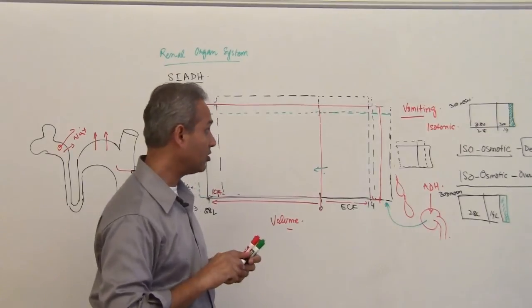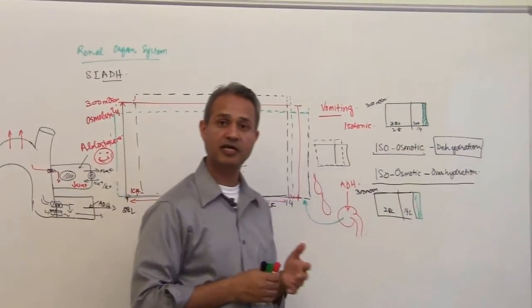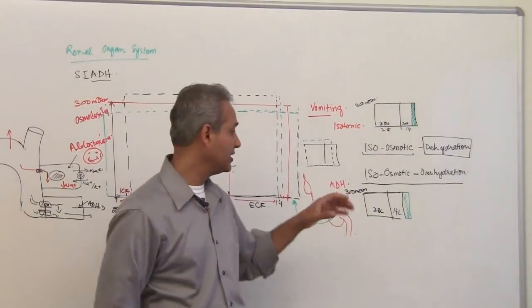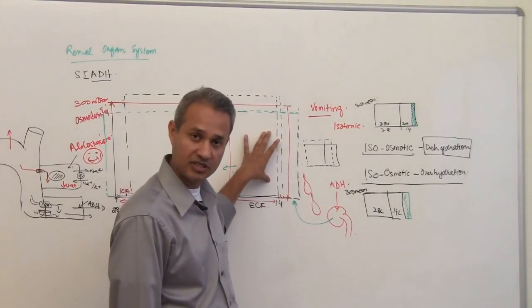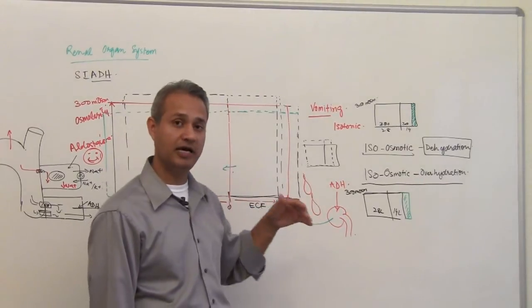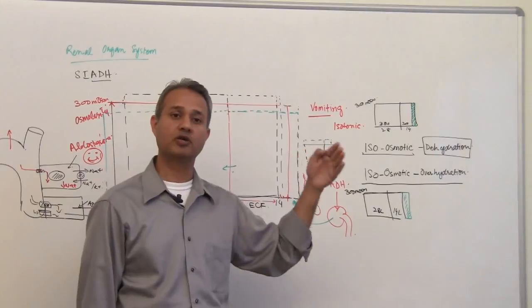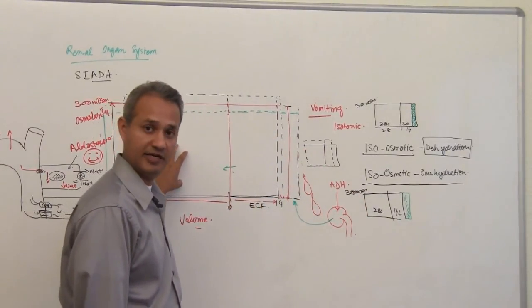Correct? Now we talked about various situations. So we can have isotonic fluid loss or fluid gain. That would only affect the ECF. Because there is no concentration change, nothing is going to happen to ICF. But we can also have hypertonic loss or gain or hypotonic loss or gain. These would affect this ICF side as well.